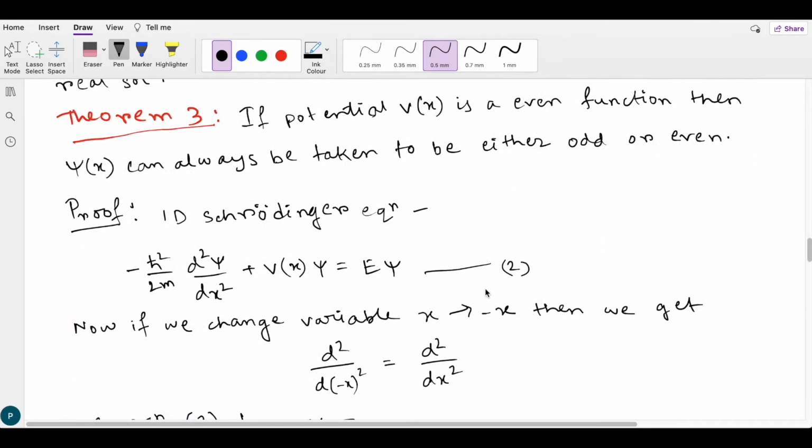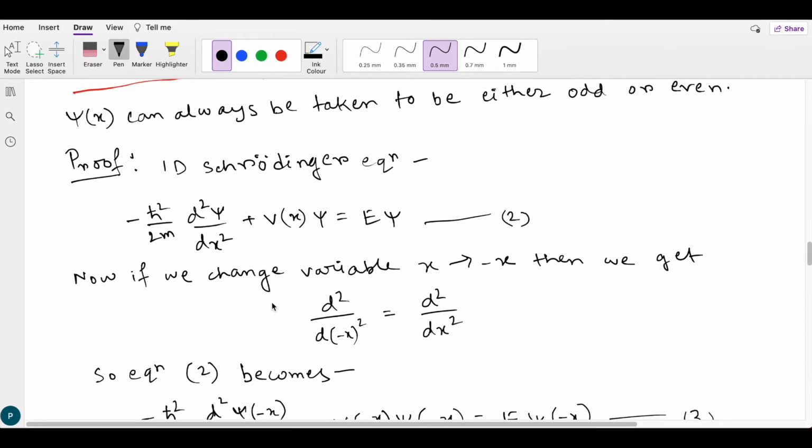Now let's move on to theorem 3. If potential V(x) is an even function, then psi(x) can always be taken to be either odd or even. Let's prove that. We know the Schrodinger equation as minus h cut square by 2m d2 psi by dx square plus V psi equals E psi.